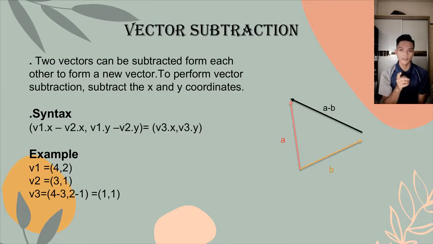To get a new vector, the same elements are subtracted from each other. Then the new vector, or vector 3, will be (4 minus 3)x plus (2 minus 1)y, which equals x plus y. That's all for my presentation, and I will pass to my group member Hafeezur.